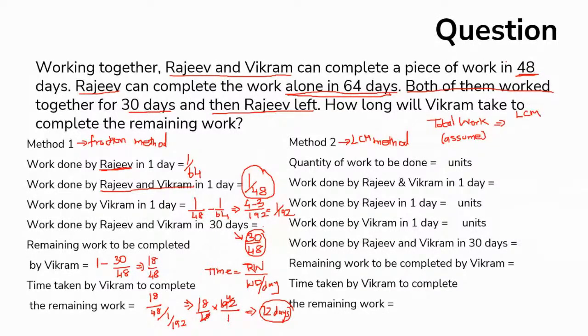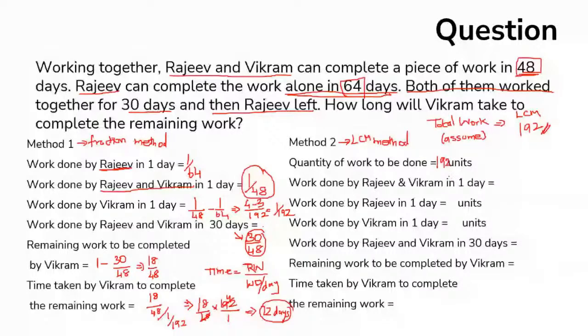LCM of the given values means 48 and 64. If you try to take LCM, once again you will get it as 192. So 192 is the total work to be done. That is what we will be assuming here. So total quantity of work to be done is 192 units.